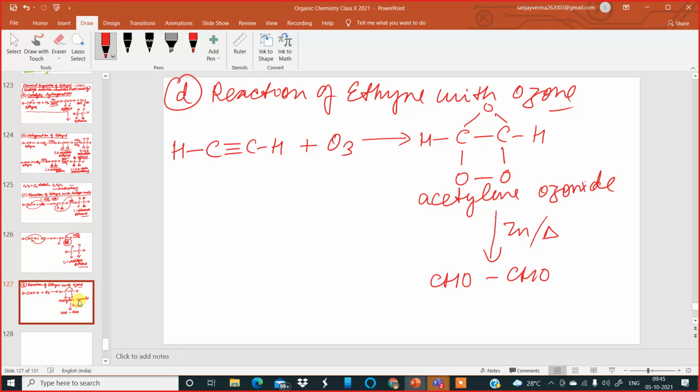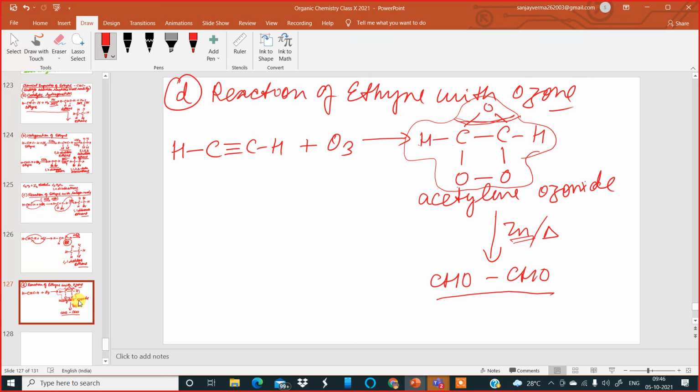So this is the fourth chemical property of ethyne. Try to remember this formula for acetylene ozonide. After that, if it is heated with zinc metal, which is called decomposition by using dry zinc, it breaks down into aldehyde CHO. This is the bond which is breaking, and here it is forming a dialdehyde.